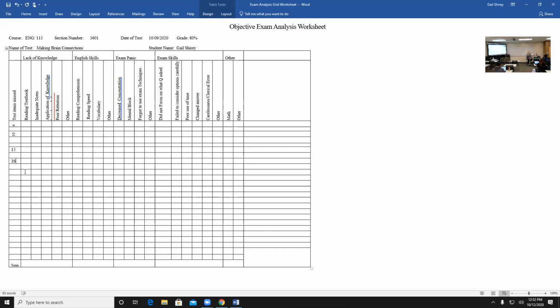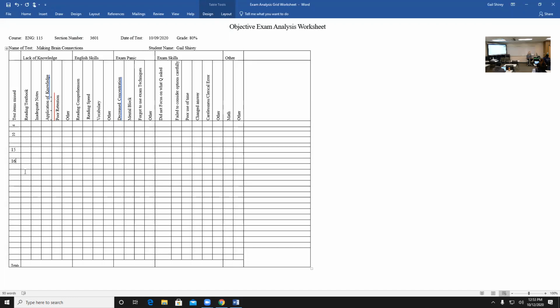But sometimes the information is not in the textbook. In other words, maybe it was just verbally given, right? The second one, inadequate notes. That means the information you took notes on and studied from, you didn't have that information in your notes. So hence, it wasn't in your notes. That's why you missed it. Application of knowledge: these are the story problems. If there's any kind of a story problem or applying something, that's what you're checking there. Poor retention simply means, yeah, I remember studying it, but I couldn't remember it at the time of the test. You just couldn't retain it.